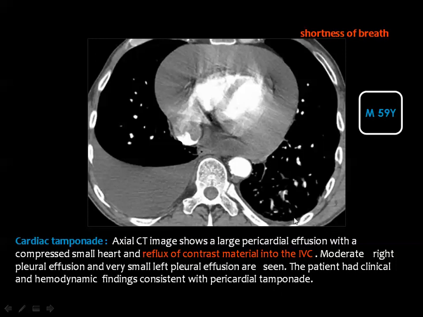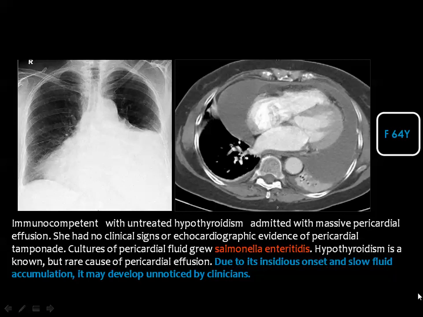You can see also bilateral pleural effusion, more on the right side. This patient had a big or extensive pericardial fluid, but with no signs of cardiac tamponade. This is an immunocompetent patient with untreated hypothyroidism, admitted with massive pericardial effusion. She had no signs, either clinical or echocardiographic evidence, of cardiac tamponade.